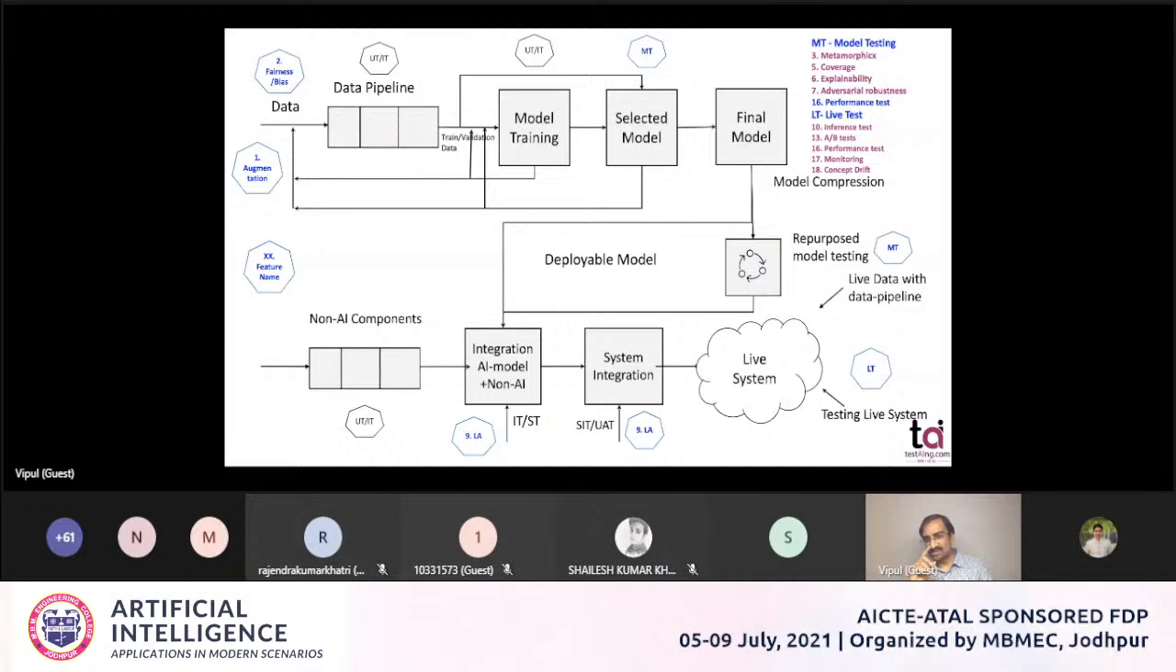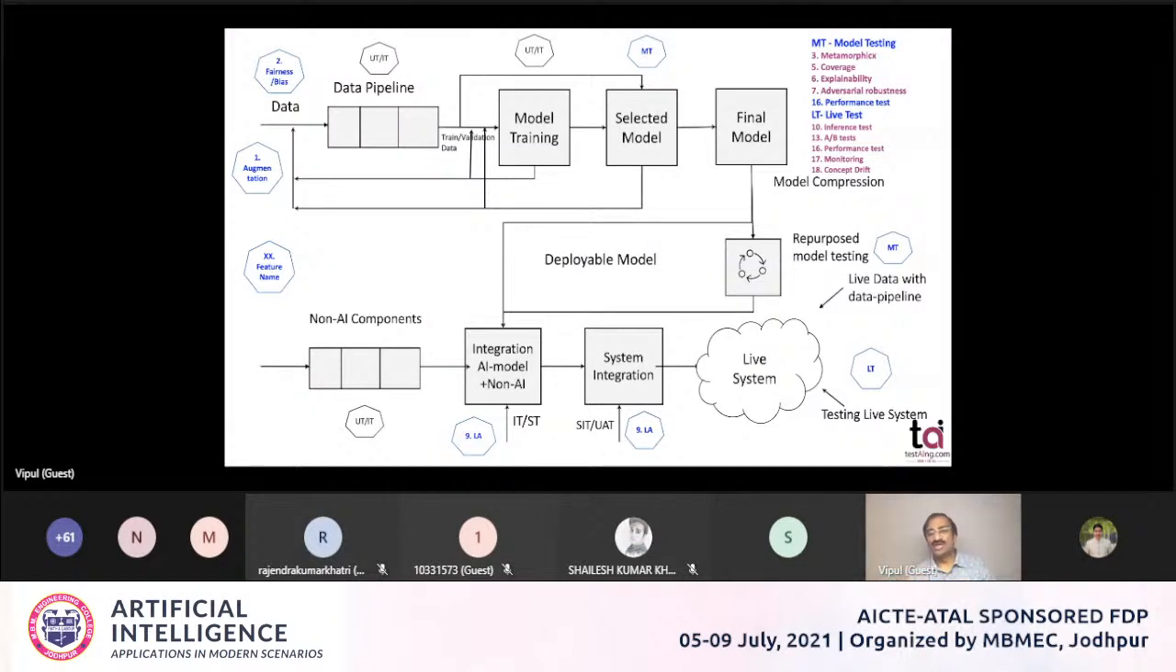Or like the example I gave you about mobile, you could repurpose it and do model compression. When you do the model compression, your model characteristics may change. In which case you have to do model testing once again, but maybe to a lesser extent. Or you could just use the final model directly and deploy it. So repurposed model testing again includes data pipeline, model training, model selection, some part of it, but to a lesser extent. Now you have a similar data pipeline with live data coming in, right? And then you integrate your model with it.